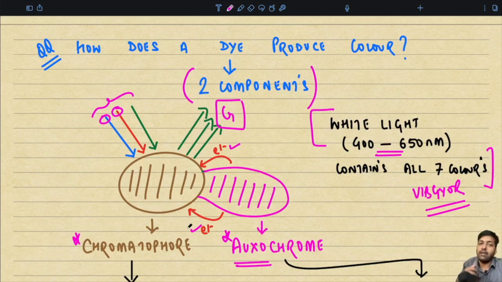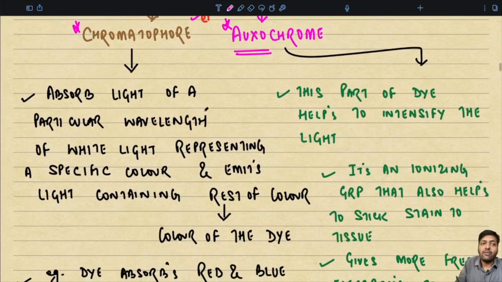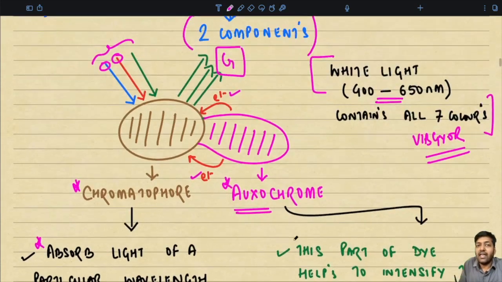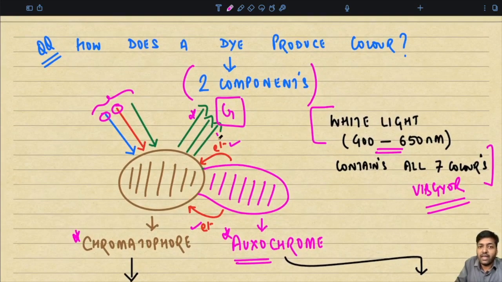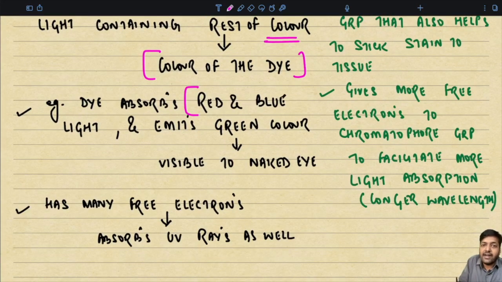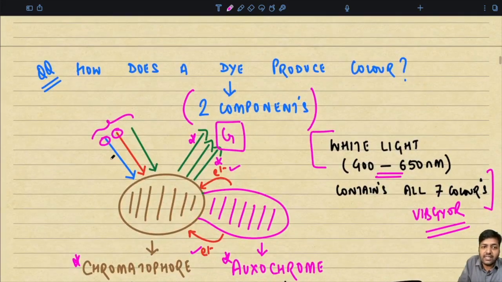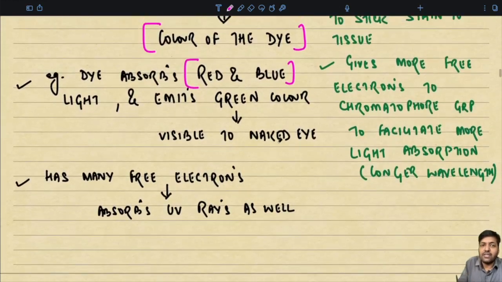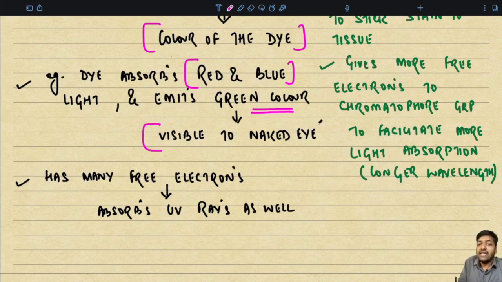So let us read whatever we have discussed right now. The chromophores absorb light of a particular wavelength from white light, representing a specific color, and emit light containing the rest of the colors, which gives the color of the dye. So the color of the dye is whatever color has been emitted. In this example, the dye absorbs the red and the blue light, so these two colors of light get absorbed, whereas the green light is emitted by the dye, and that is the color of the dye visible to the naked eye.